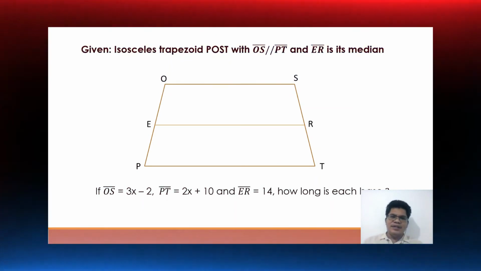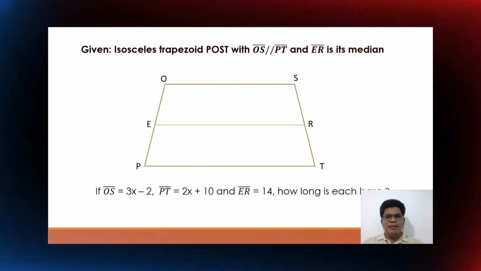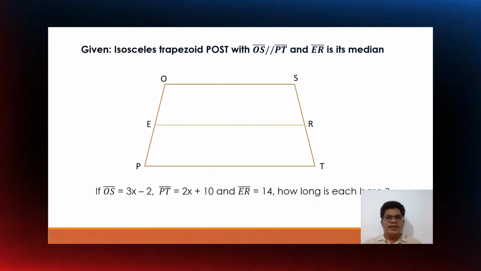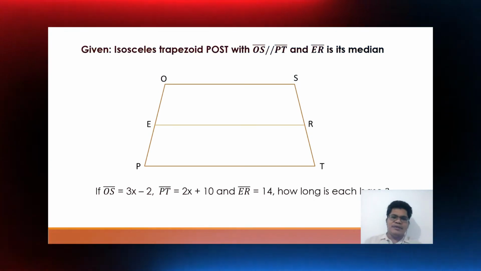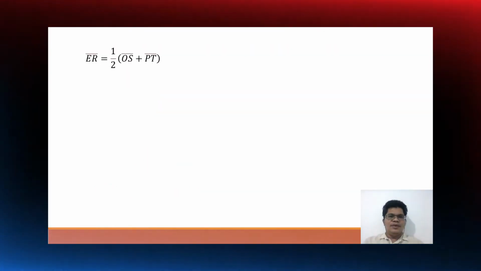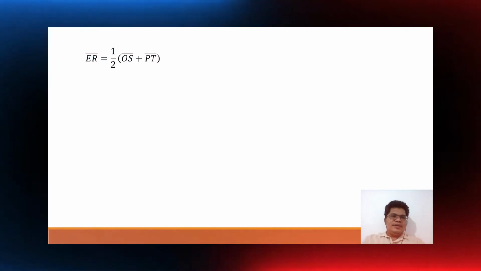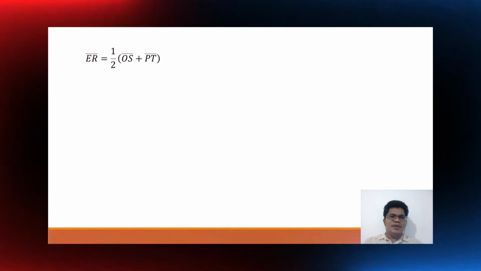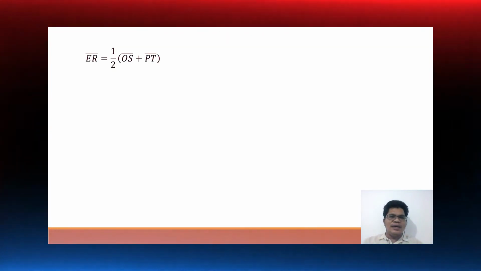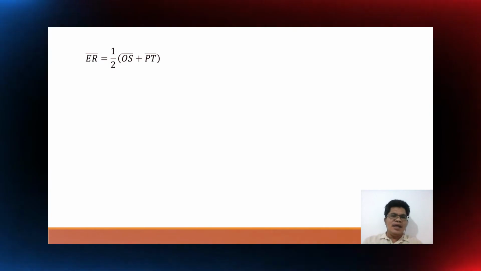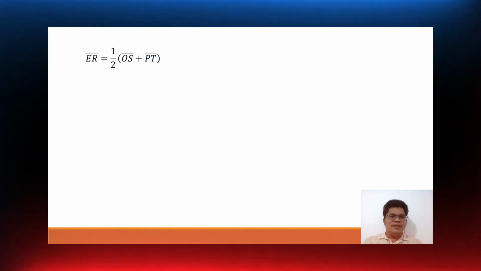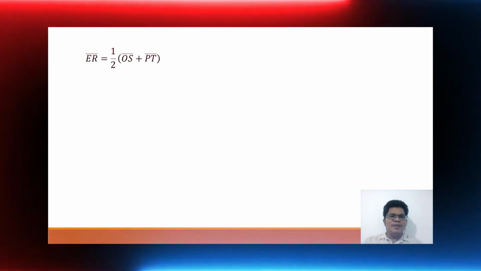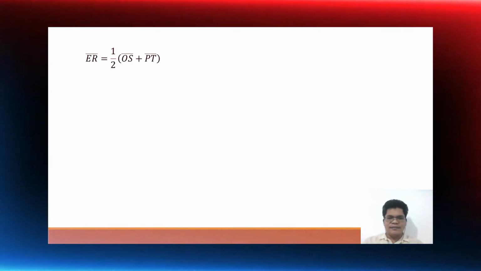Now, to solve this kind of problem, of course, we're going to follow the midline theorem, or the theorem of the median of the trapezoid, which is: ER as the median of the trapezoid equals 1/2 times the quantity of side OS plus side PT. Meaning, the length of the midline or the median of the trapezoid equals 1/2 the sum of the measures of each base.